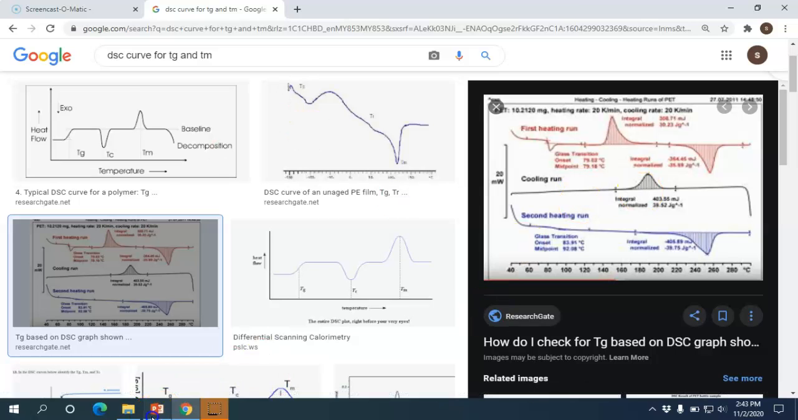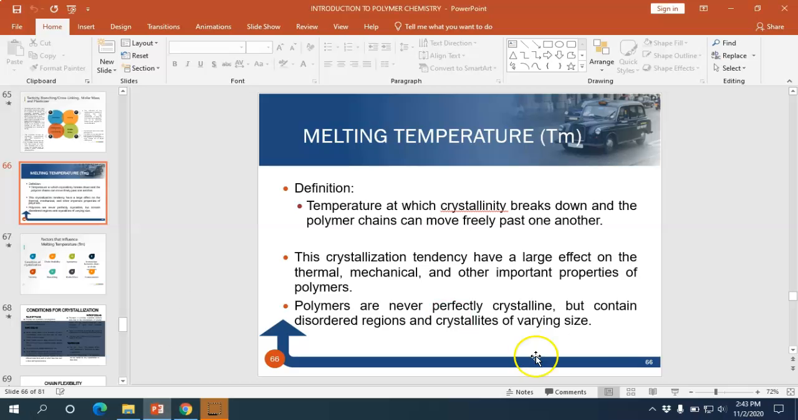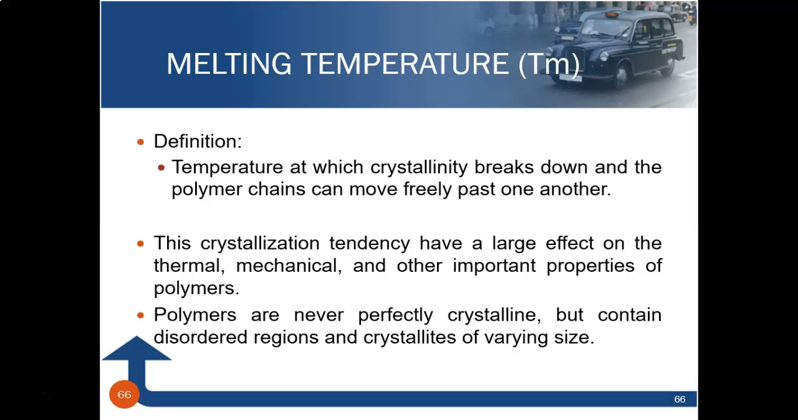Alright, we continue with our slide. This crystallization tendency has a large effect on the thermal, mechanical, and other important properties of the polymer. So when a polymer is crystalline, it is stiffer, stronger, and harder than an amorphous polymer.